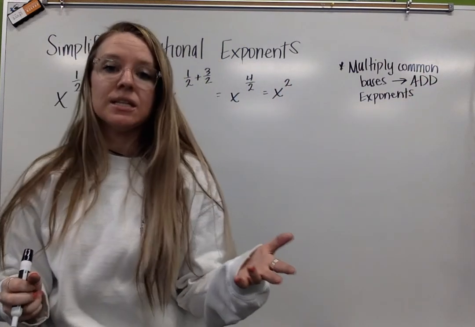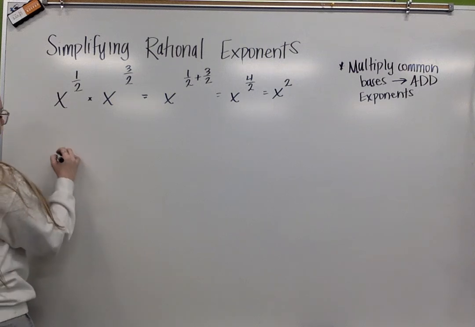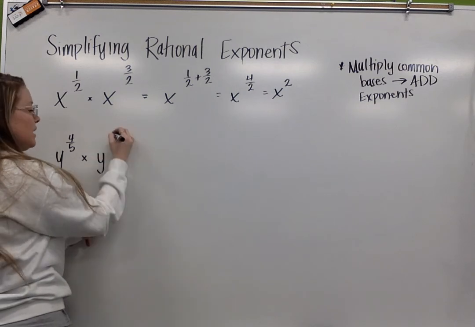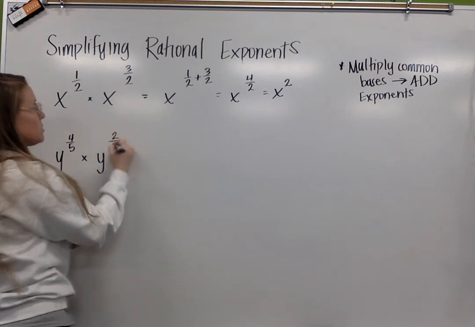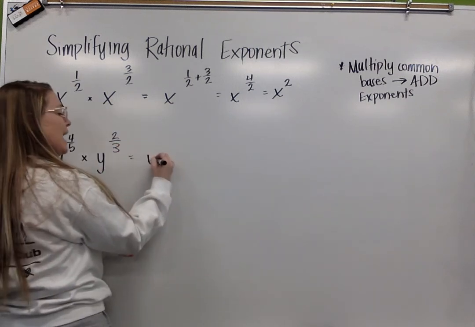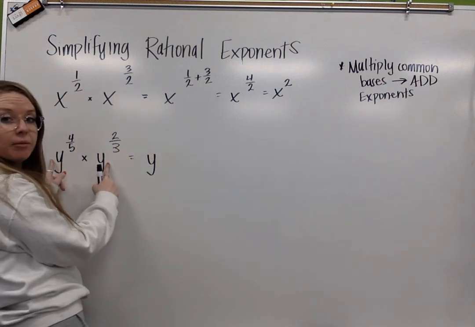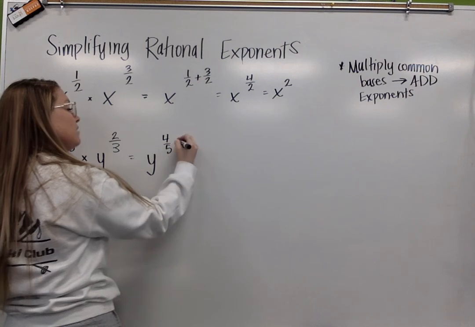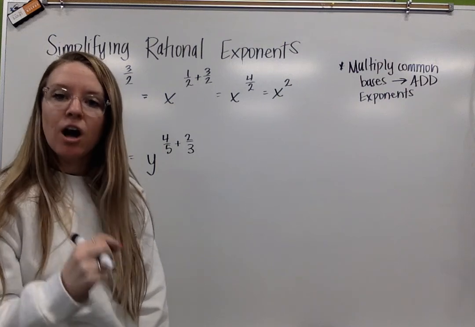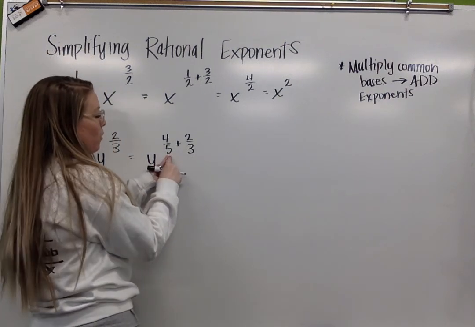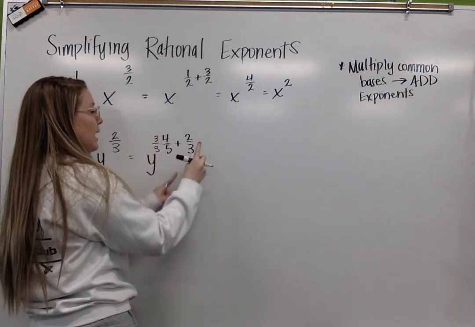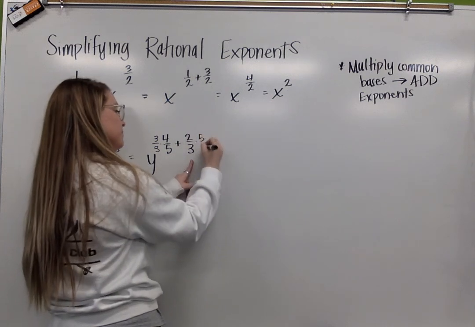Okay, so we'll look at an example that's a little bit harder. This one, let's go ahead and do y to the 4/5 times y to the 2/3. We're going to add the exponents because we're multiplying our common bases here. So that's going to give me 4/5 plus 2/3. But if we're going to add fractions, we have to have a common denominator. So I'm going to multiply my 4/5 by 3, and my 2/3, I'm going to multiply that by 5.